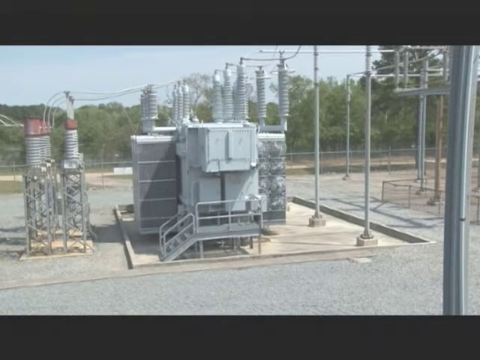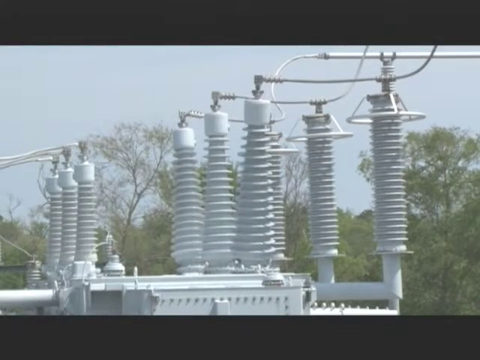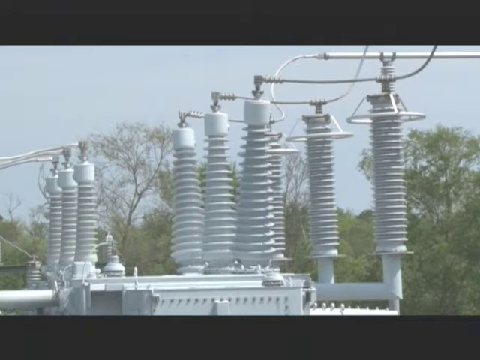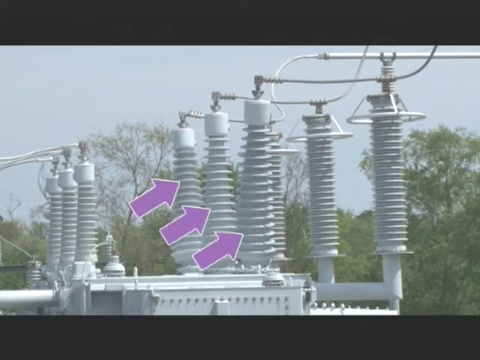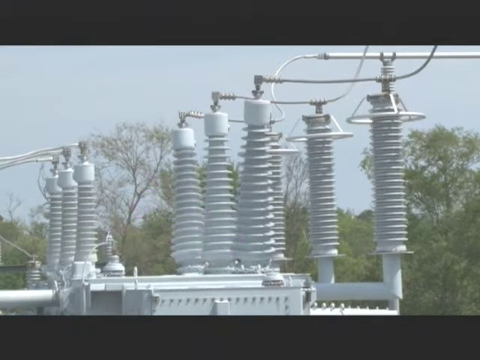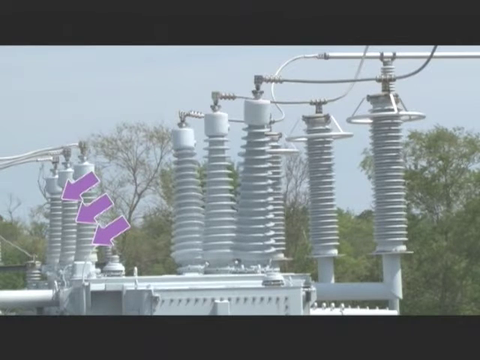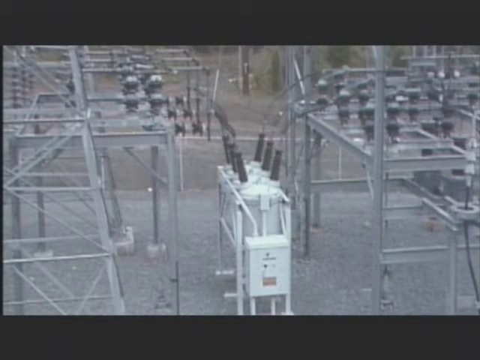Transformers are generally the largest pieces of equipment in the substation. Each transformer usually has 2 rows of bushings on top of it, 3 large bushings on the high voltage transmission side, and 3 smaller bushings on the lower voltage distribution side. The next major components of a substation are the switches, the circuit breakers, and the disconnects.